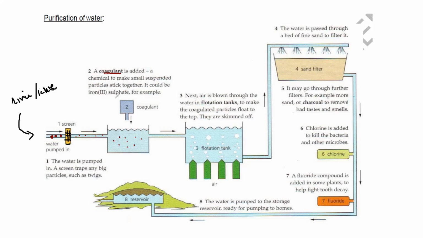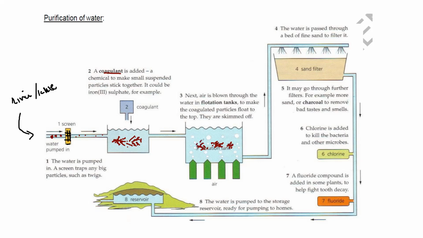So when we add iron sulfate here, what does it cause? It causes these particles to stick together, like lighter particles join together or make a cluster here. Then after adding a coagulant, the next step is that air is blown through the water in a floating tank to make the coagulant particles float. So the lighter particles join together and coagulate.